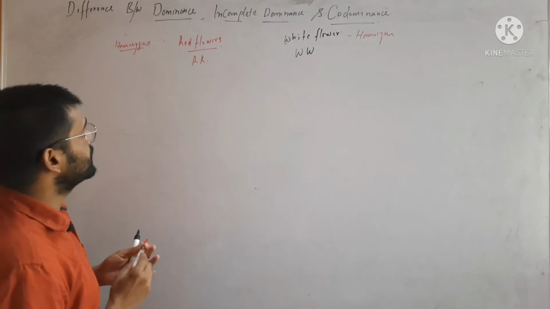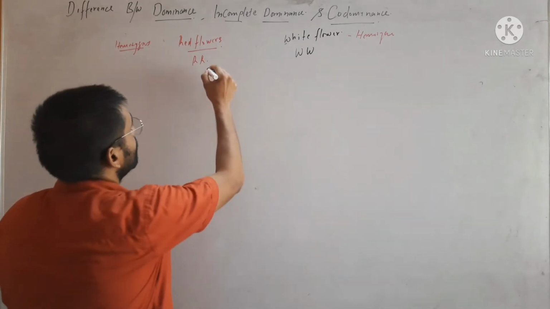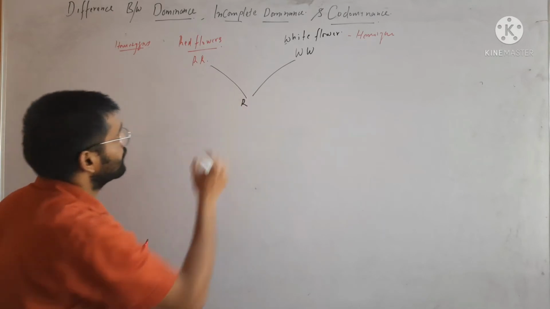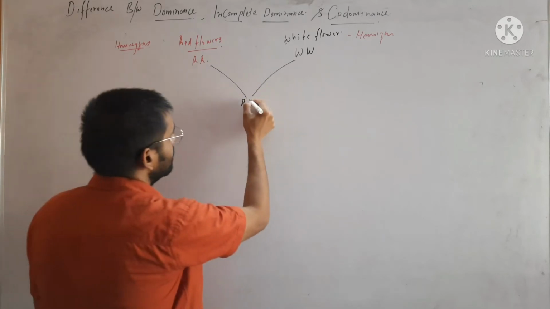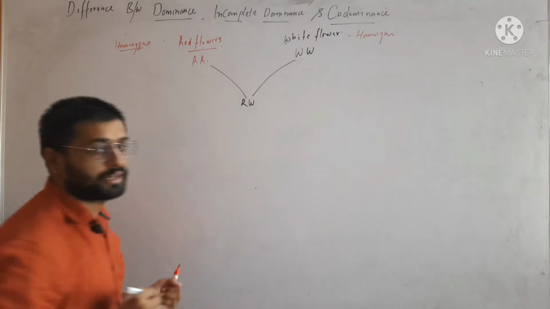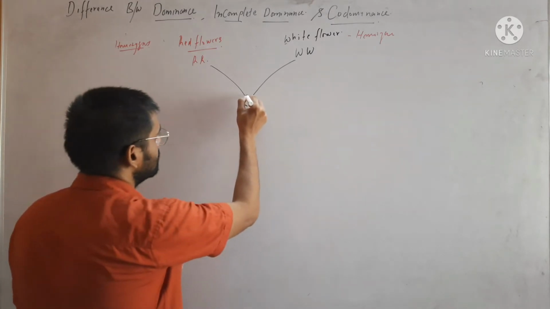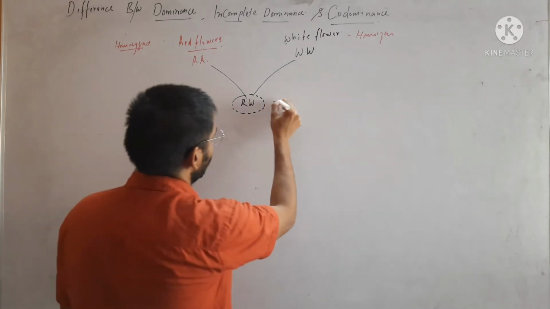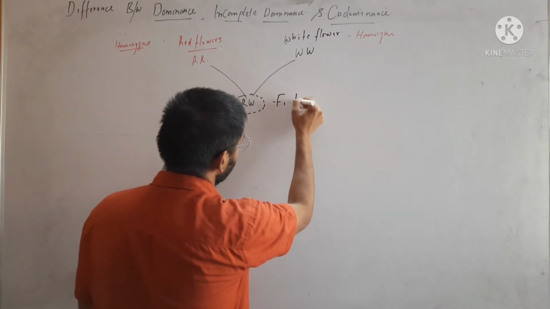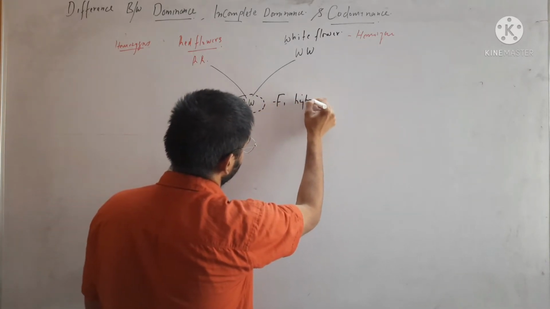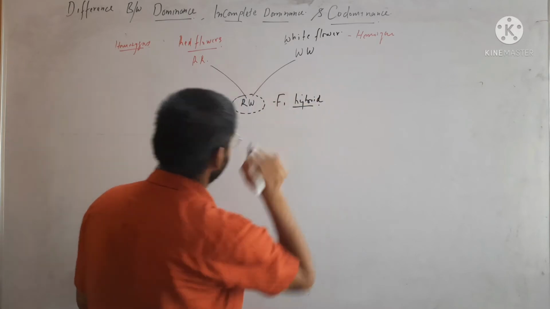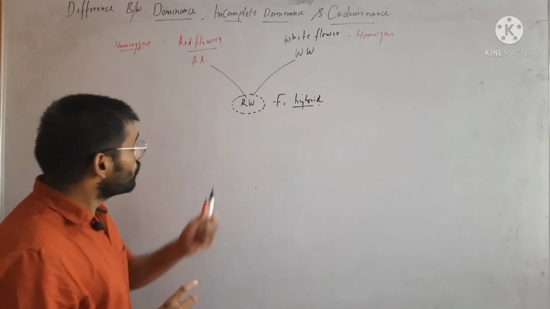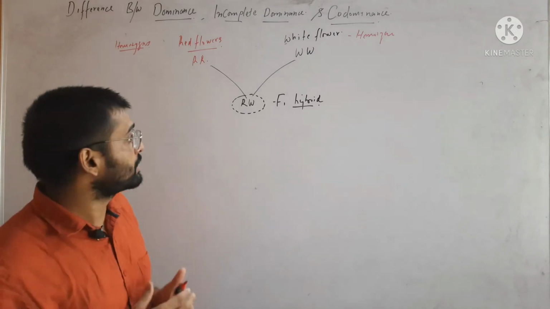So when we cross between them, we get capital R from one and capital W from the other. So this is our F1 hybrid. This is the genotype of the F1 hybrid. So what will be the phenotype?